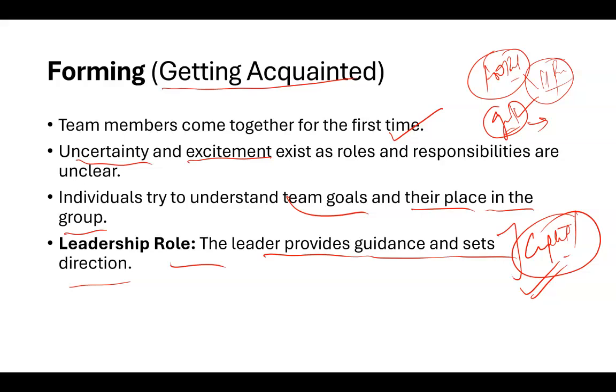So that's why the leadership role becomes very crucial in the forming stage, right? I hope the forming stage is clear now. Moving on to the next stage, and that is called the storming stage.